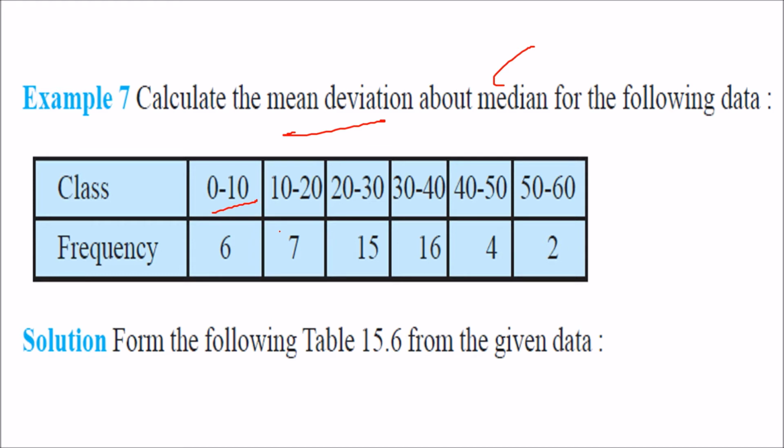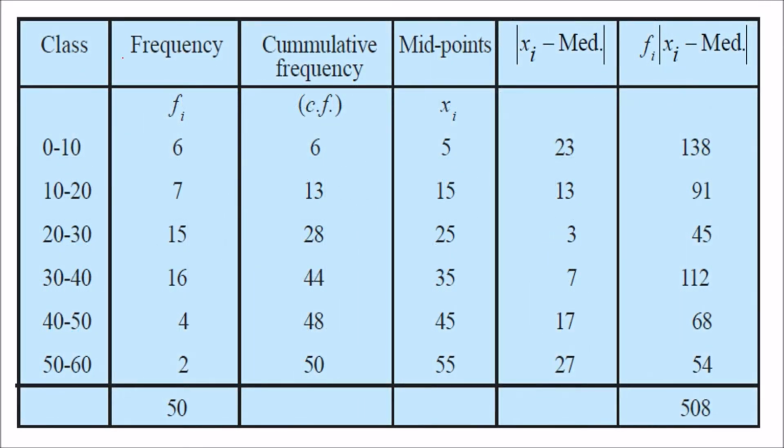So these are our classes, and this is our frequency. 0 to 10, 10 to 20. So first we have to find out the midpoint. So this is the Xi, the midpoint: 5, 15, 25 like this. 20 plus 30 by 2, that is 25.